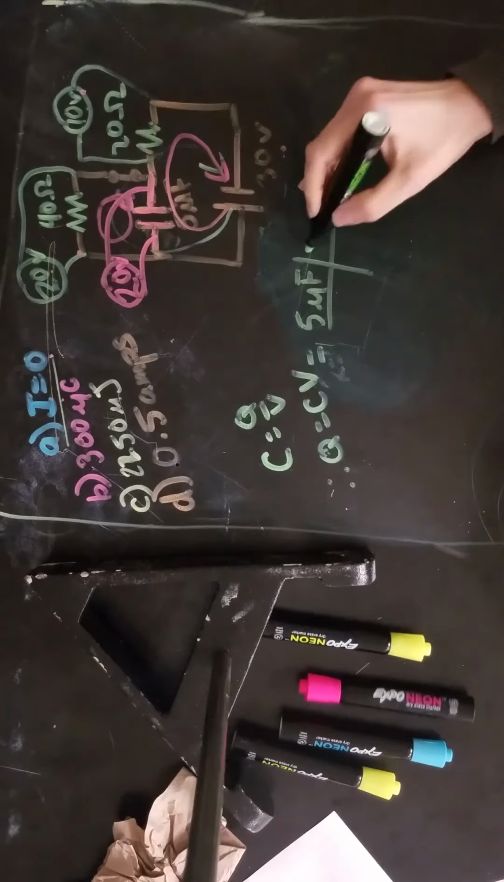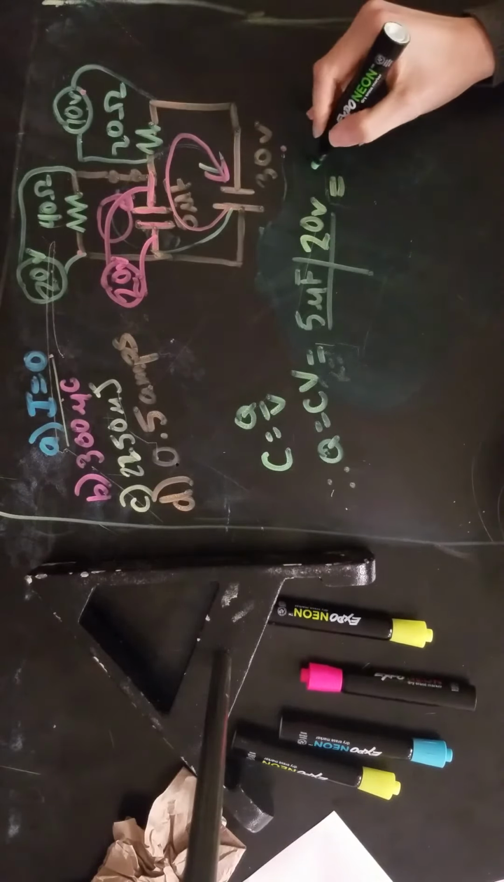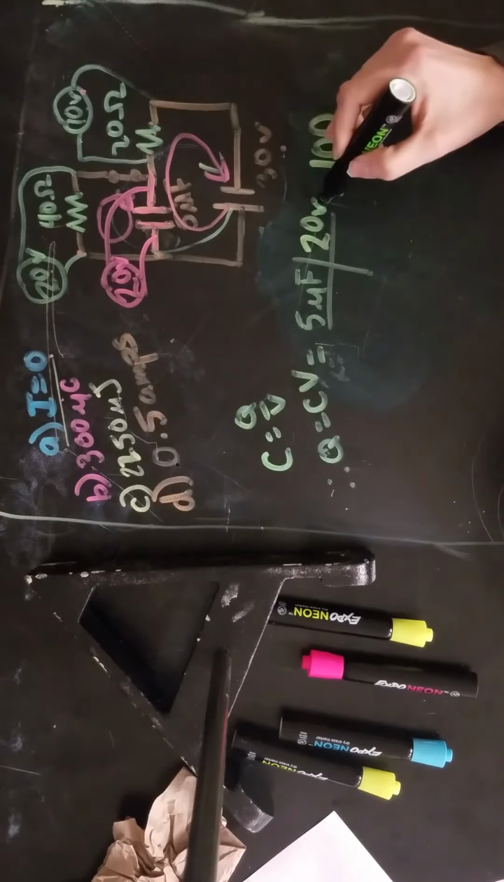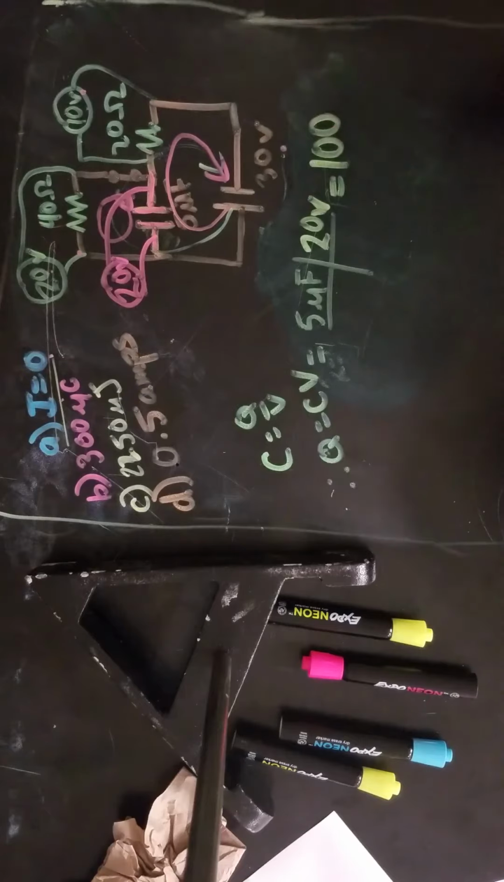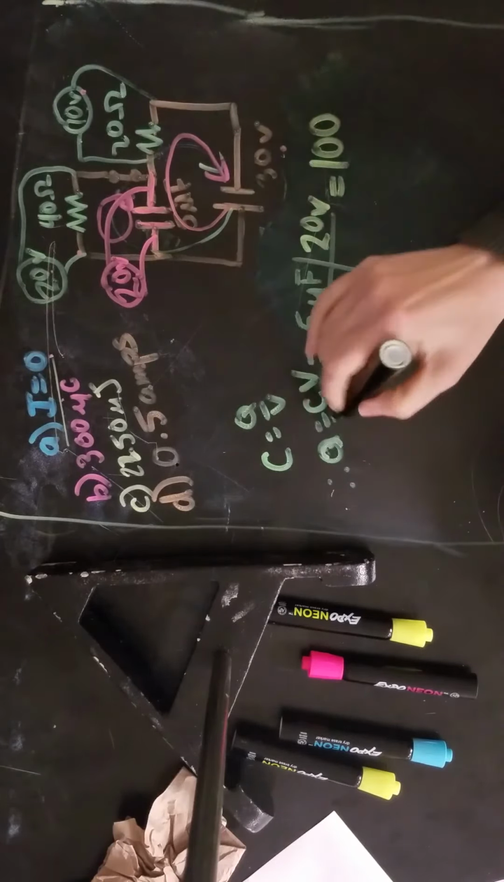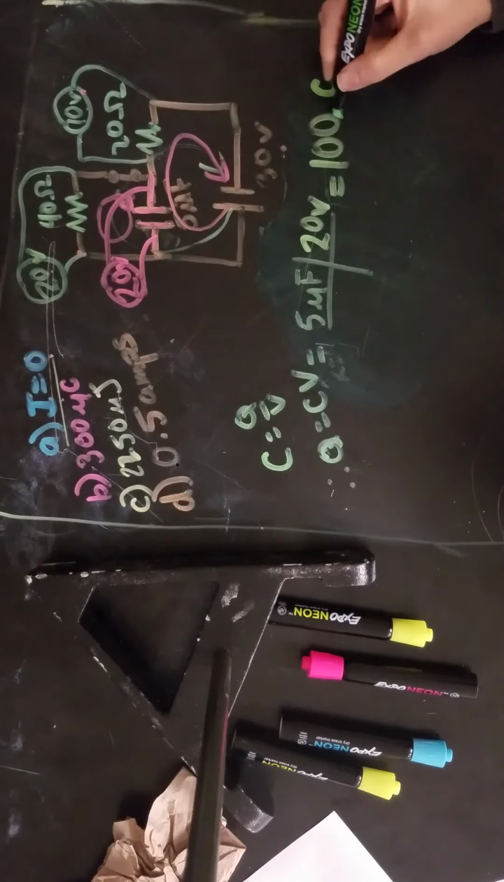So I'm going to put my 20 volts in here. And 5 times 20, I hope, is 100. And that's microfarads times volts, which, let's not break all that down. That is charge, coulombs. But then you have your micro, 10 to the negative 6, and there you are. Part E.